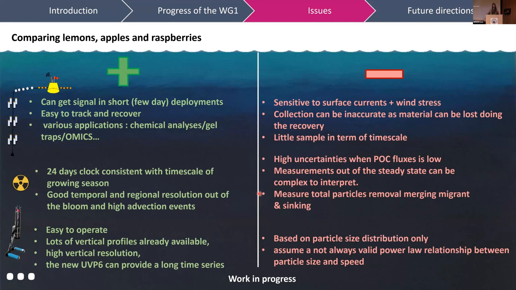So yeah, there are several approaches to estimate the magnitude of the pump, yielding a large range of estimates. So we are taking particular attention to the pros and cons of each method and are trying to list them. I will not go into the detail of each method because it would take forever, but there are some examples, such as, for instance, the sediment trap, which can get a signal in a short time, or which is easy to track and recover, but at the same time, it's sensitive to surface current or wind stress.